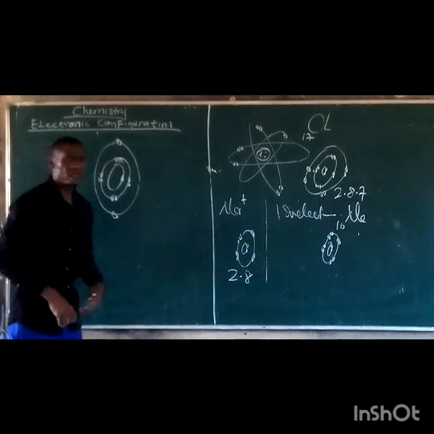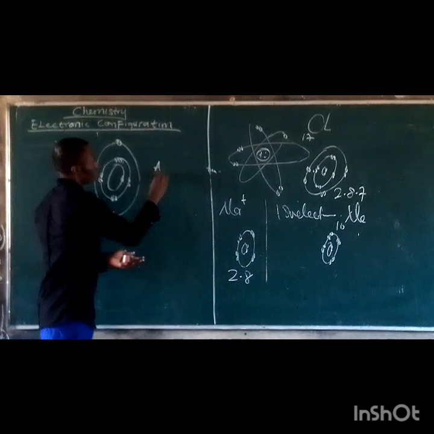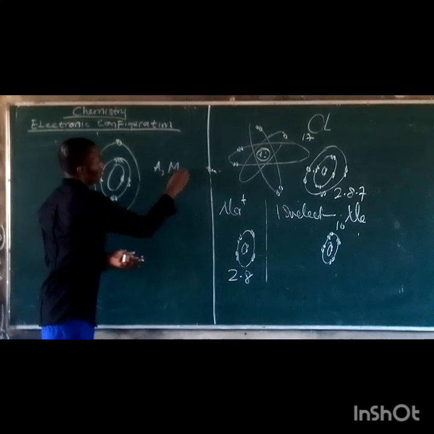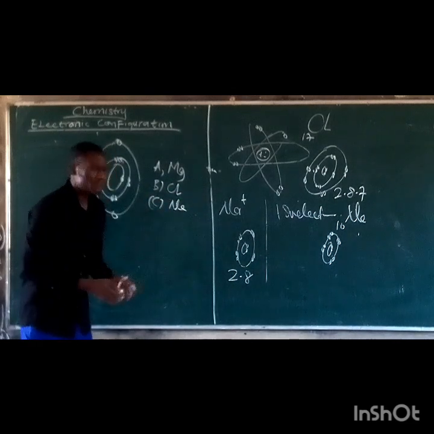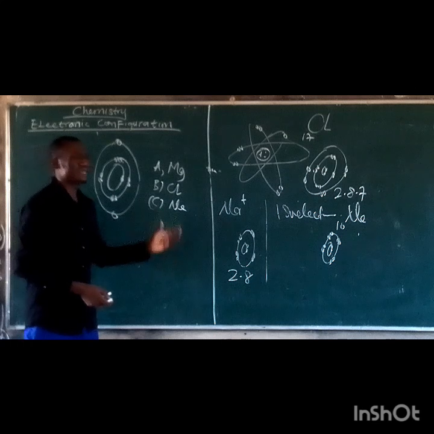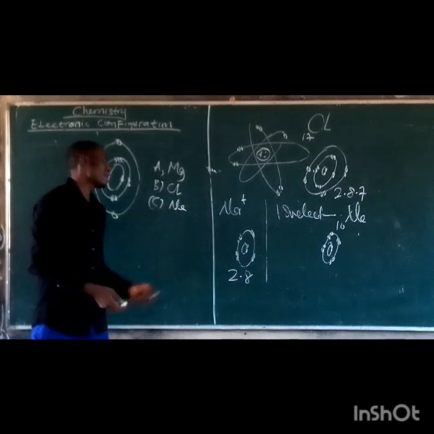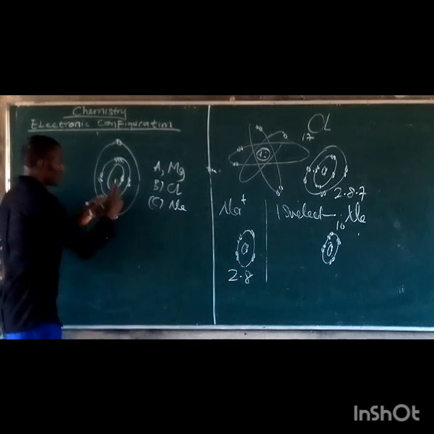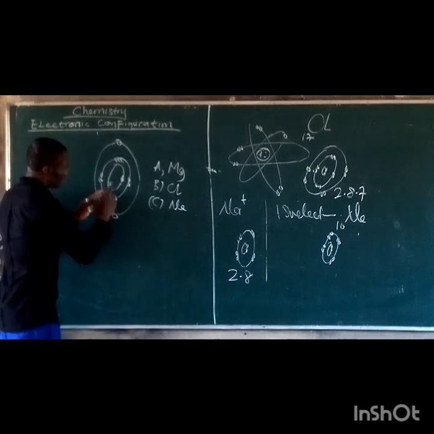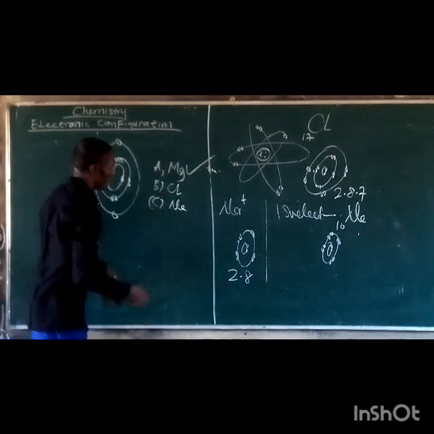This is the structure they gave. They say, which of the elements listed, A, B, C, has this structural configuration? Now, what is the atomic number for magnesium? 12. Now count the number of electrons. This is 2, 8, 2, which is 2 plus 8 plus 2, that is 12. So this is the answer.